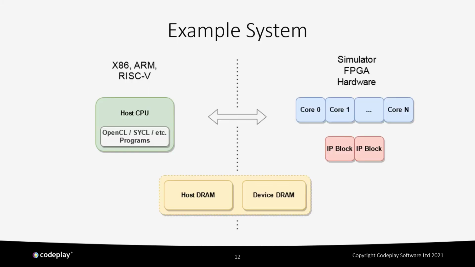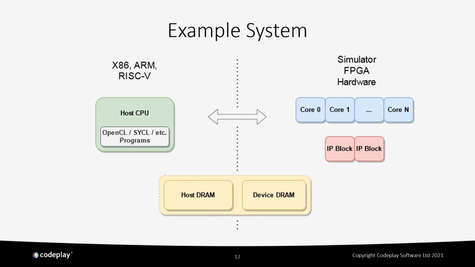So in this slide, we'll look a little bit at an example RISC-V system that we might be supporting. On the left, we can see that there will be some form of host CPU, which may be x86, ARM, or a RISC-V core itself. And this will act as the host. So the main OpenCL, SYCL, what have you, programs will run on this core. And the compute work will be dispatched to an accelerator device.